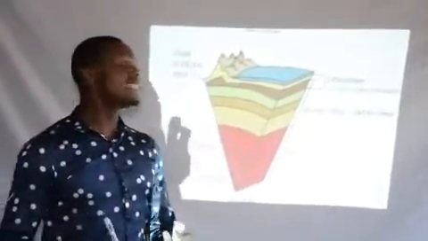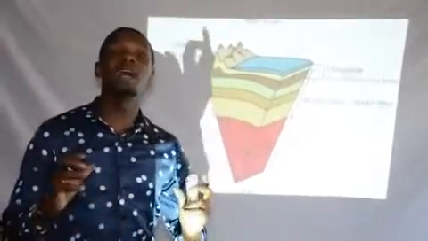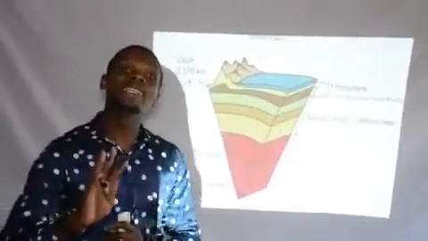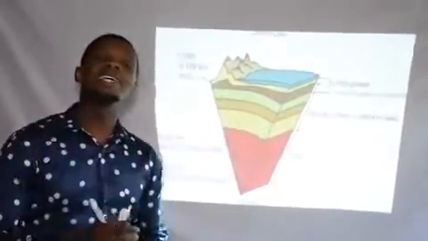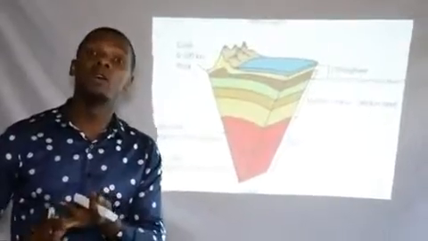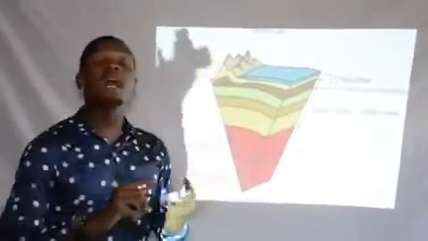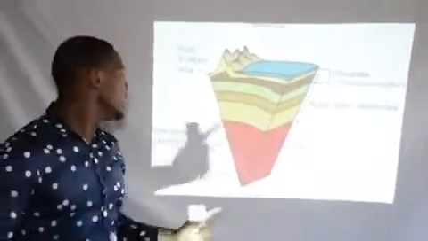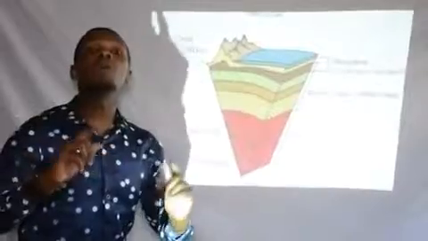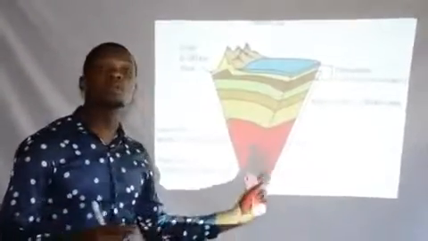Learners, I hope that this is the end of today's session. Let's have a conclusion. The internal structure of the Earth is composed of three layers: the crust, the mantle, and the core. The core is subdivided into two subdivisions, the outer core and the inner core. And the two parts are liquid or molten materials, while the other is composed of solid material.